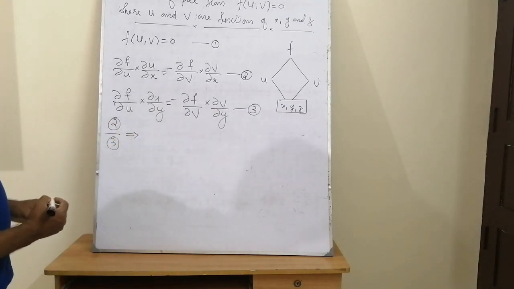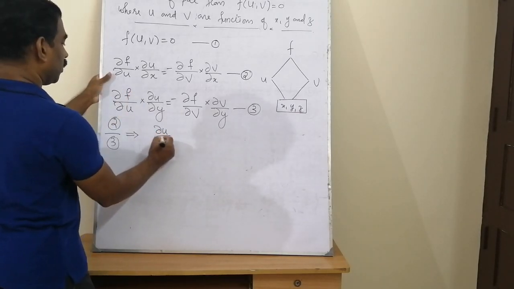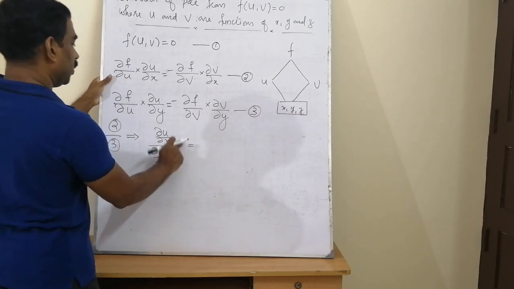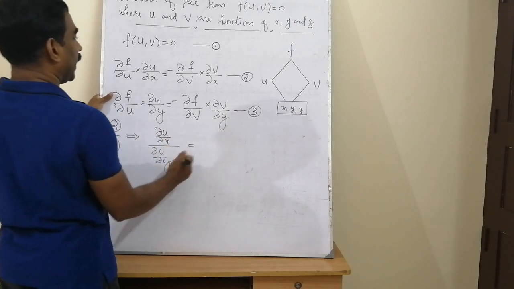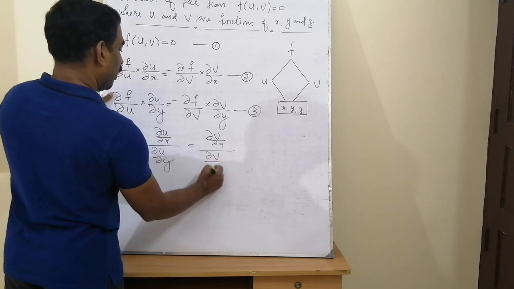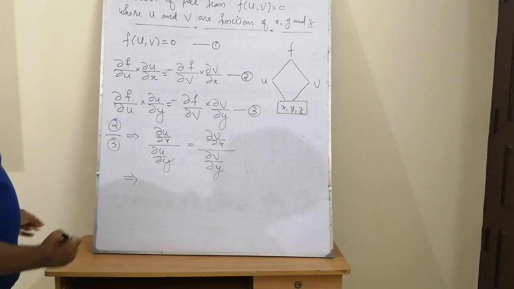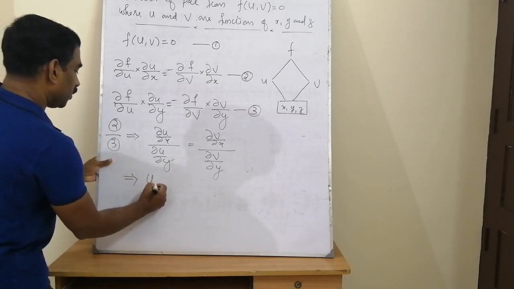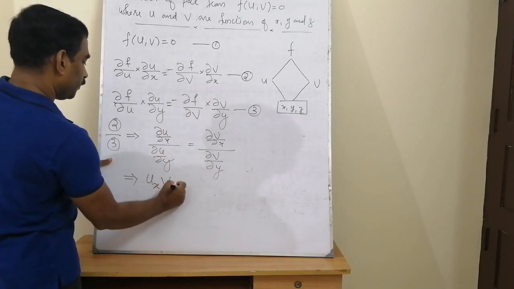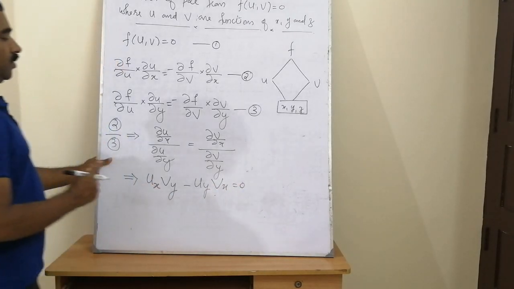In the 2 by 3 format, that means we are dividing ∂u/∂x divided by ∂u/∂y is equal to, on division these negative signs get cancelled, ∂v/∂x divided by ∂v/∂y. So this simply gives the formula, using a convenient subscript notation: ux into vy minus uy into vx equal to 0.